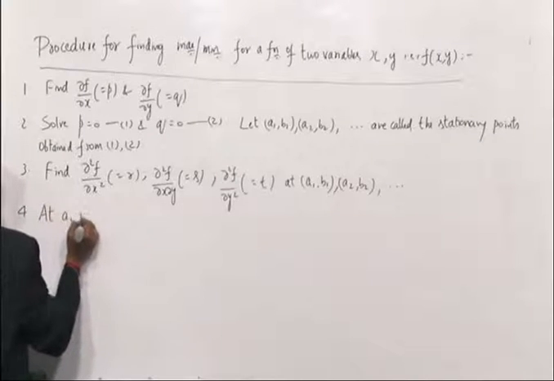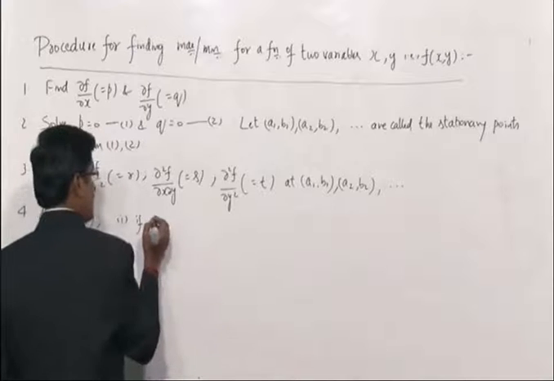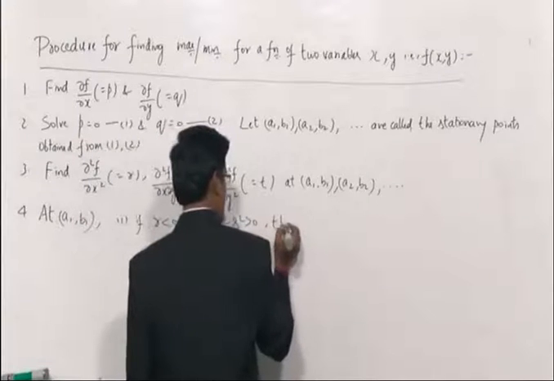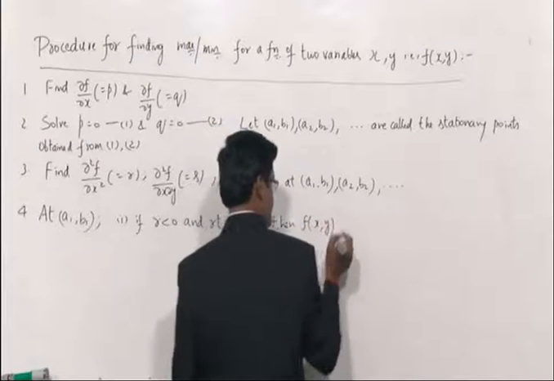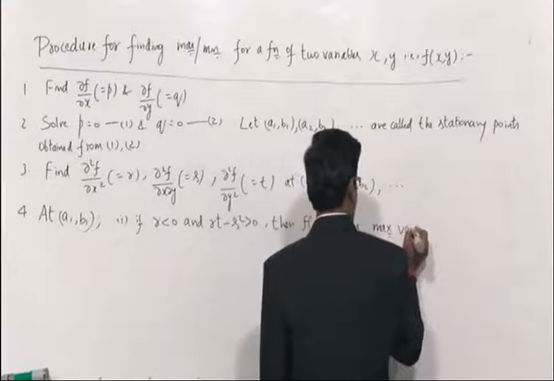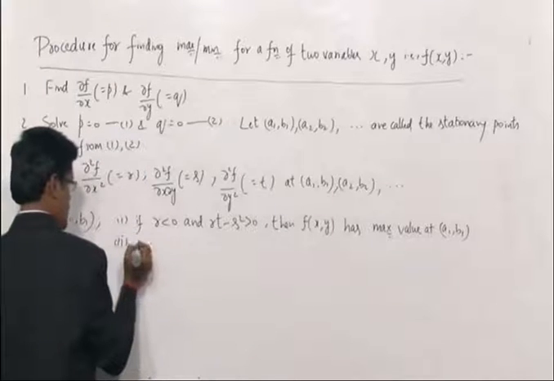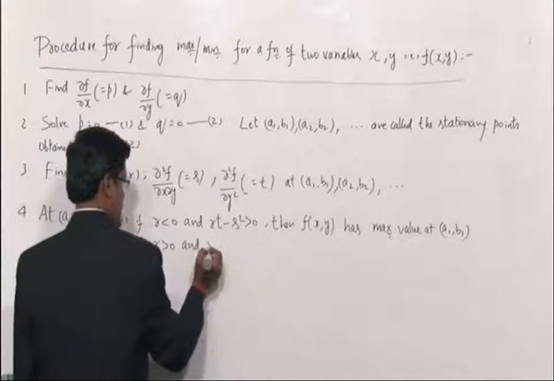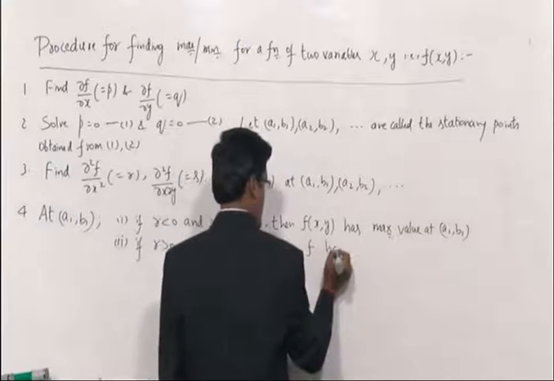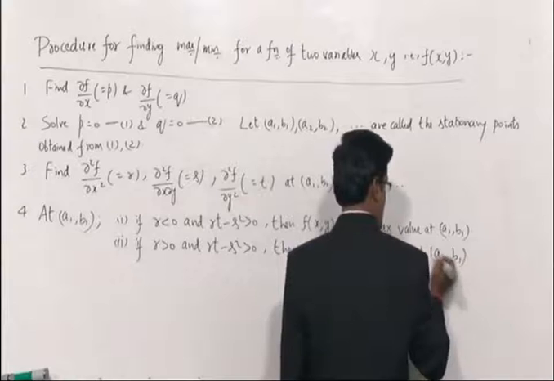Take the first point a1 b1. First condition, just like the one variable extension, for two variables: if r less than 0 and rt minus s square greater than 0, then f of x comma y has a maximum value at a1 b1. If r greater than 0 and rt minus s square greater than 0, then f has a minimum value at a1 b1.